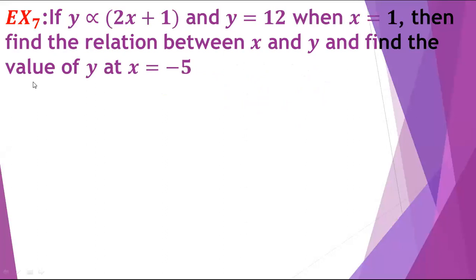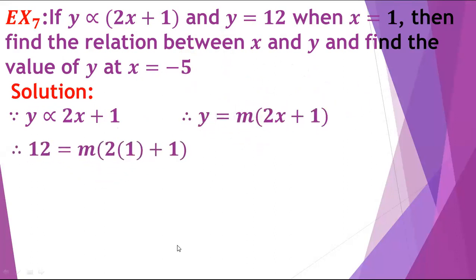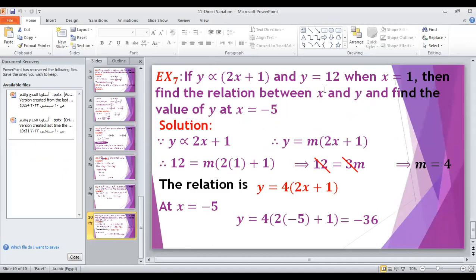Again, y varies directly as this bracket 2x plus 1, and y equals 12 when x equals 1. The first step: we have in the given y varies directly as 2x plus 1. Write y varies directly as 2x plus 1. And we cancel this sign and put equals m. Then y equals m times a bracket 2x plus 1.